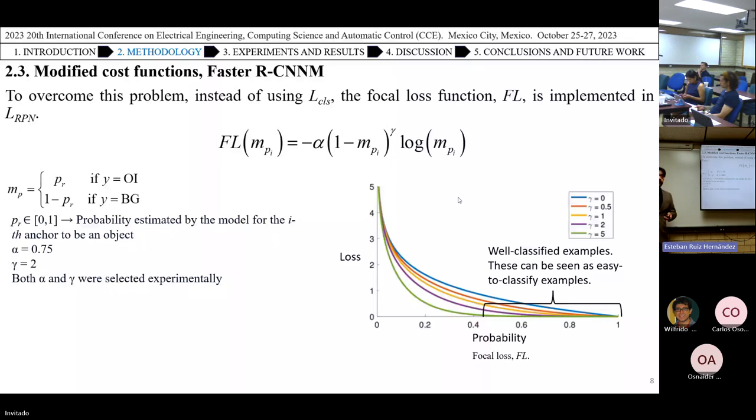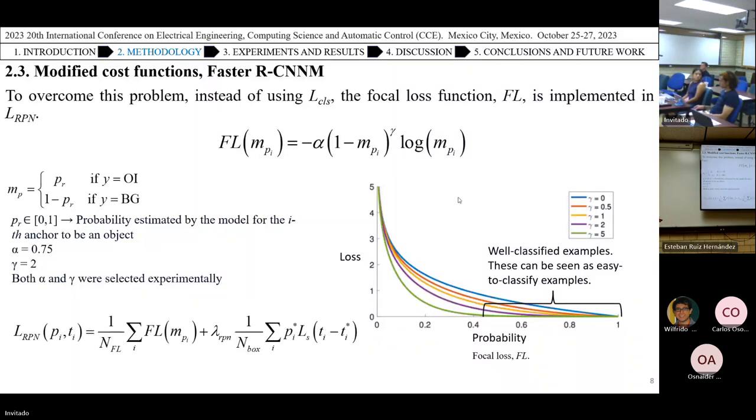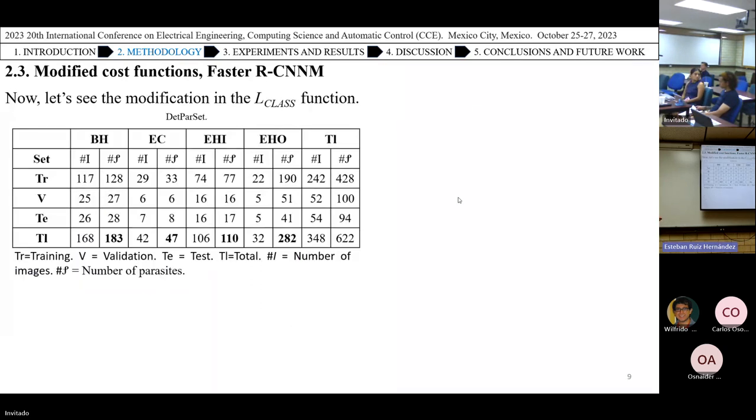In this case, easy-to-classify samples refer to the background anchor boxes. As the amount of background is really big, if we consider the same weight for background and objects of interest, the loss function will depend only on the background. So as we need to detect correctly the small class, that is the object of interest, we use this function. This function depends on two parameters, alpha and gamma, and these values were obtained experimentally. So now, instead of having the binary cross entropy term in the RPN cost function, we add the focal loss function. And now let's see the modification to the L class function.